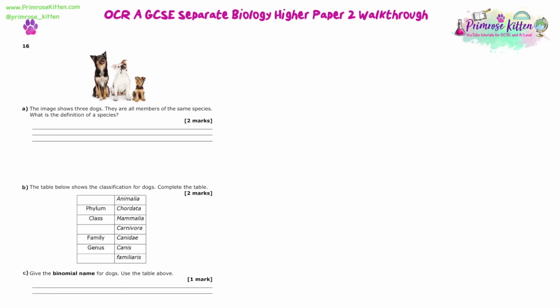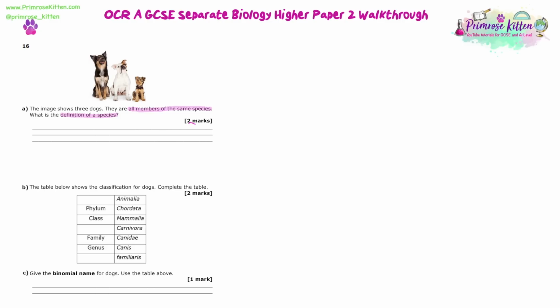Okay, so first question. The image shows 3 dogs. They are all members of the same species. What is the definition of a species? So this is a 2-mark question. It's just a definition question. Hopefully you know the definition of a species, but just to be clear that we've got enough detail in there to get the 2 marks.